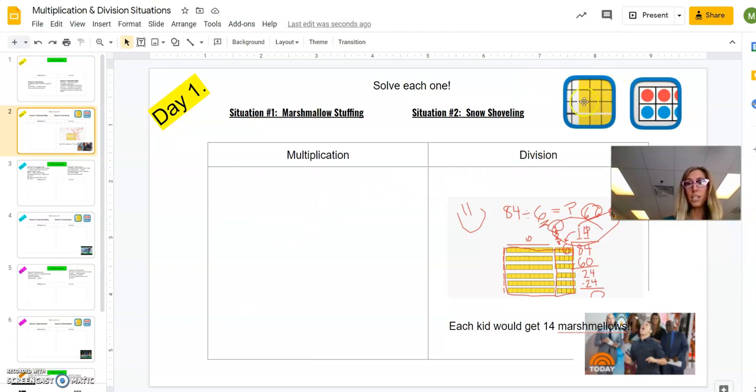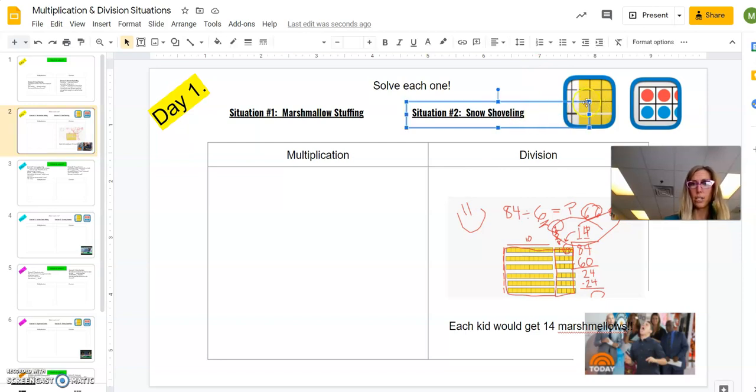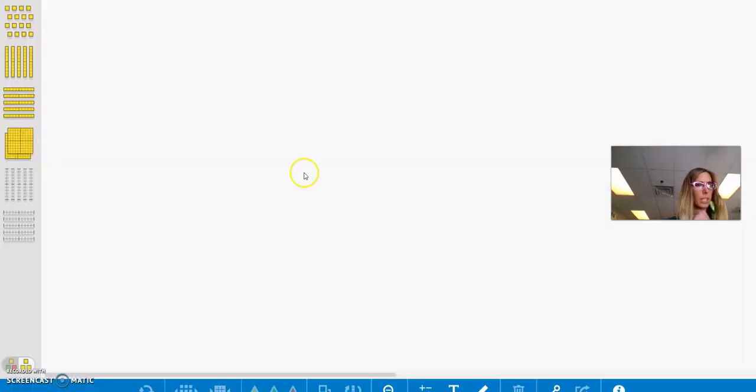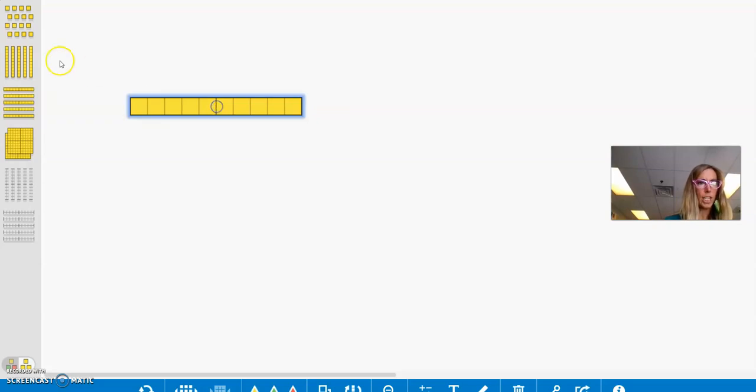I could again use the Number Pieces app if I wanted to. I'm going to go ahead and use it again. I love that app. Okay. And I'm going to pull out 13. They shoveled 13 driveways. So each one of those squares is going to represent a driveway. And they didn't just shovel 13 driveways. They shoveled 13 driveways for a whole week.